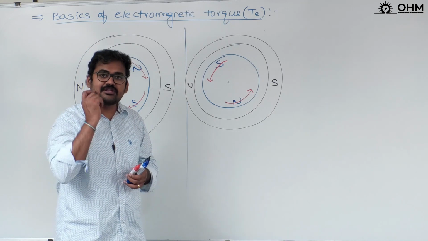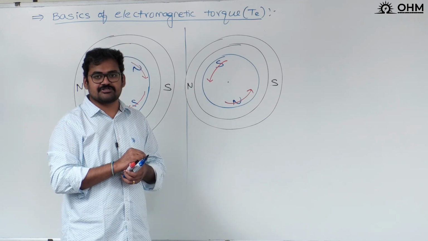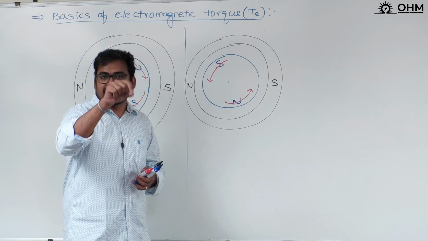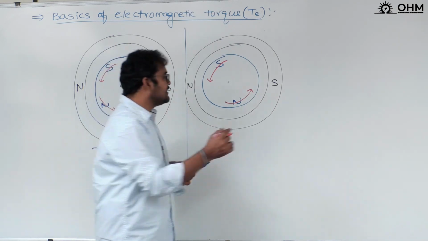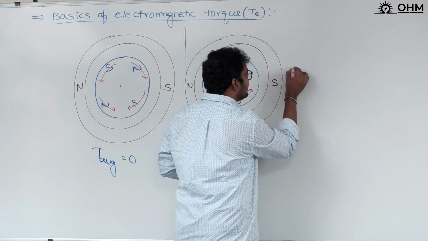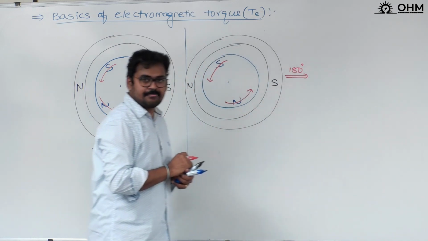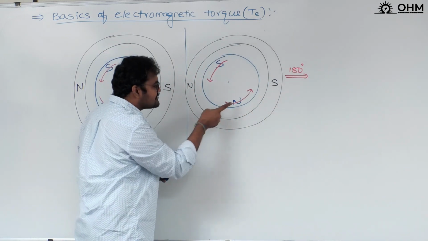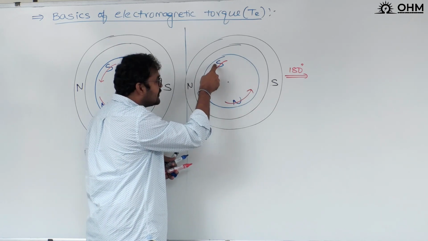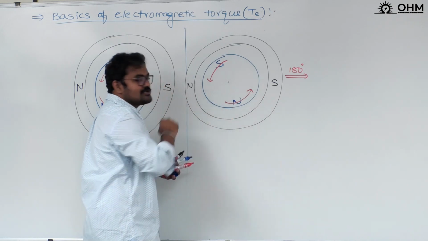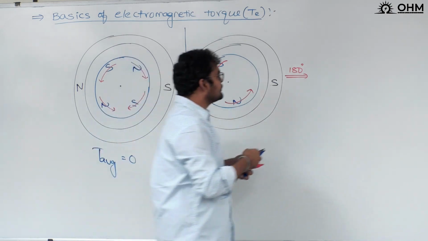In which direction is the rotor rotating? Anti-clockwise direction. But once the rotor started to rotate, can you tell me what happens after 1/2 cycle? 1/2 cycle means, can I write 180 degrees? Yes or not? After 1/2 cycle, I can say this north pole will come to this location. This south pole will come to this location. So let me draw a new picture.